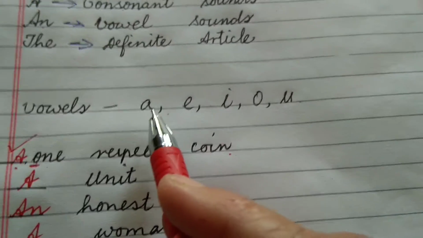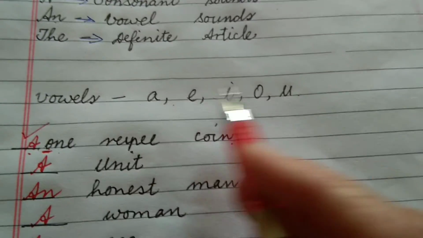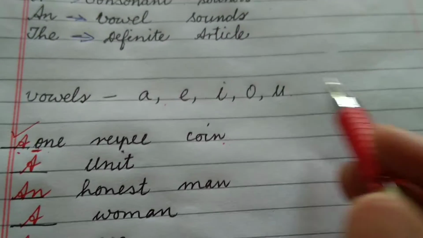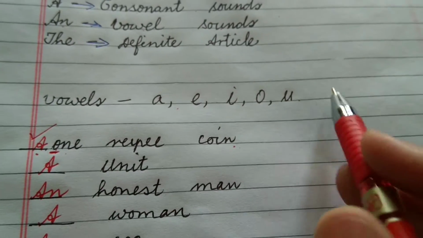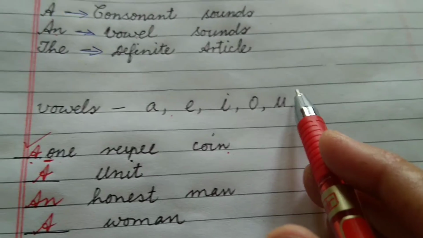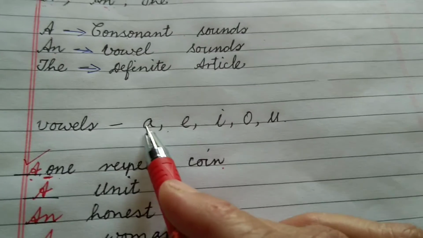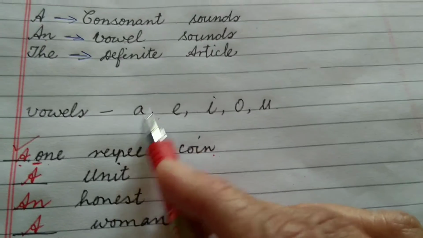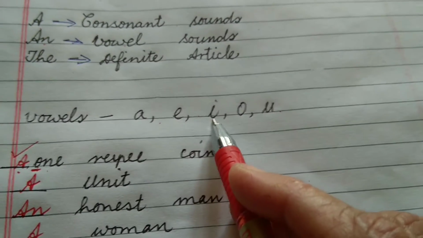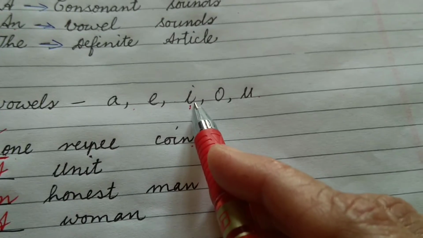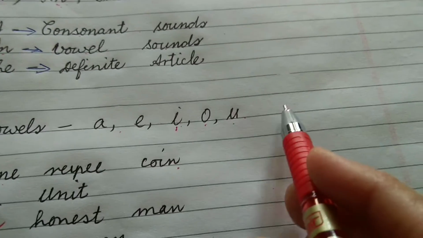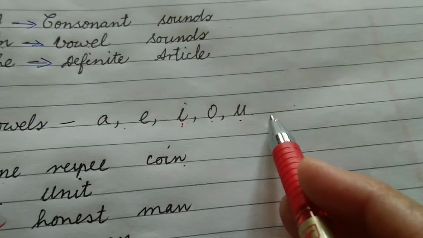You must remember that in your LKG classes, you are taught A for apple, E for egg, I for ink pot, O for orange, U for umbrella. Why are you taught in this manner? So that you get the sound of each letter. A for apple, so the sound of A is A. E for egg, so the sound of E is A. I for ink pot, the sound of I is E. O for orange, so the sound of O is O. And U for umbrella, so the sound of U is A.